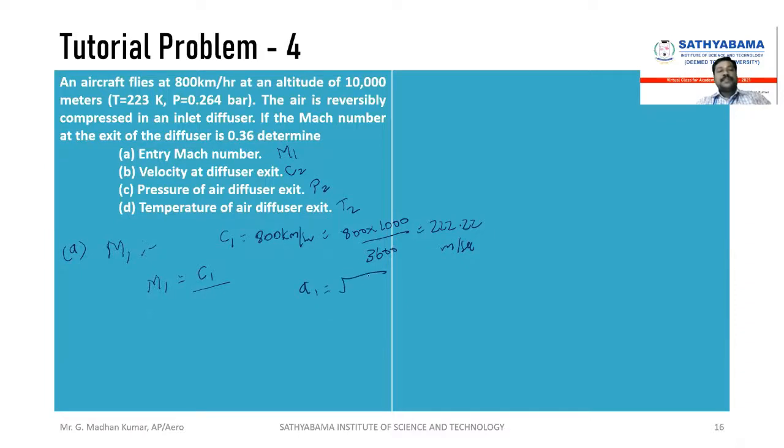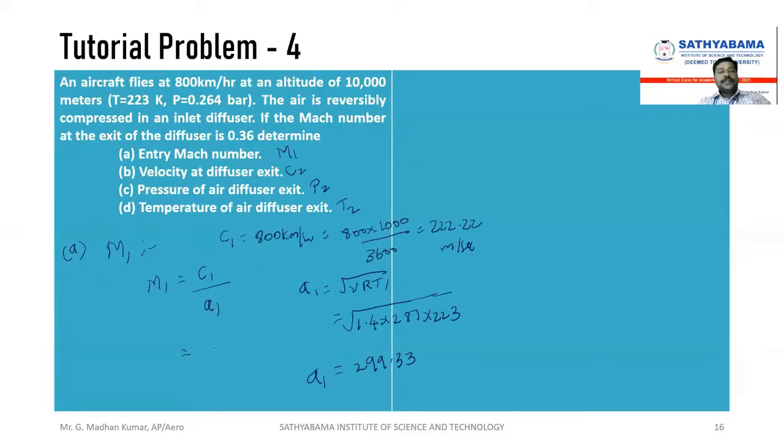So A1 is equal to root of gamma R T1, right? It is an aircraft, so gamma is taken as 1.4, R is 287, multiplied by T1. So what is your T1 here? 223. Right. Now find the value of A1. So what is your A1? A1 is 299.3.